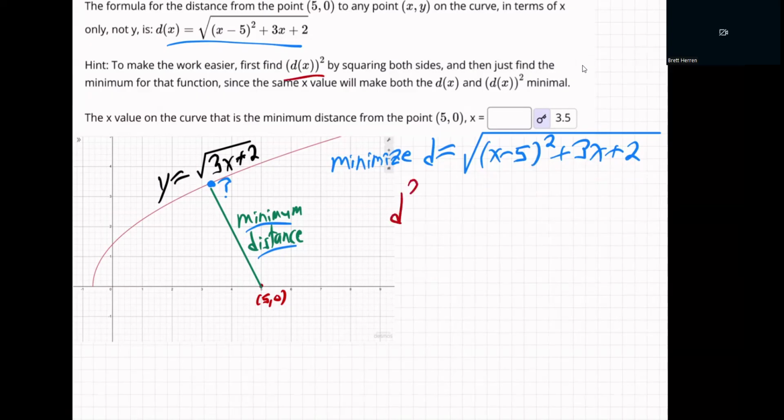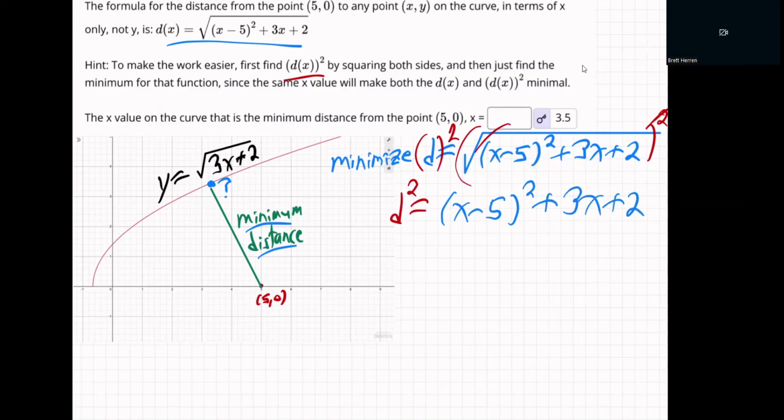So I'm just going to take d squared. So I'm going to square this side and square that side. So what do you get? Well, it's just going to remove that root, isn't it? And so we'll just get (x minus 5) squared plus (3x plus 2). And now we will minimize that. Just minimize d squared. It's going to give you the same x value as if you minimize the original d, as we saw. Okay, so let's do that.